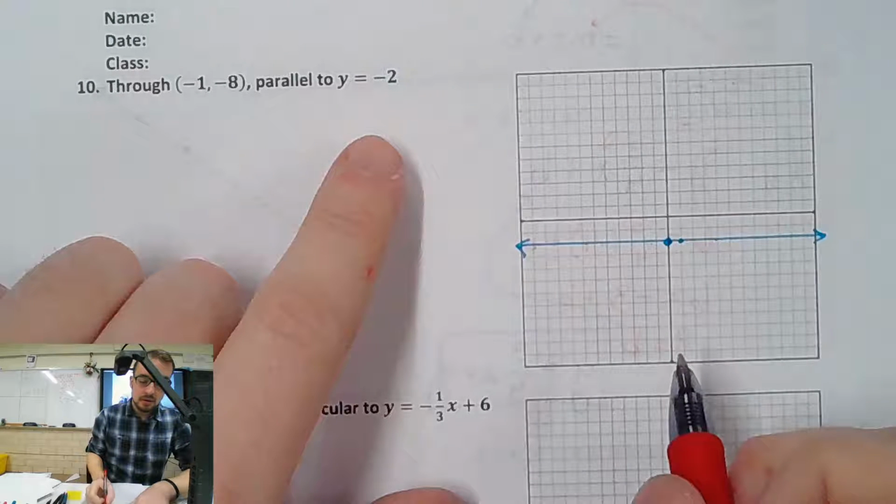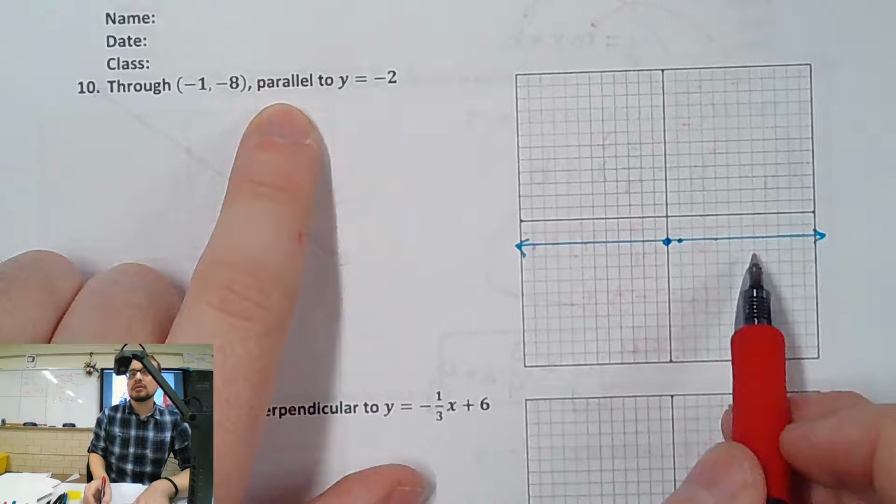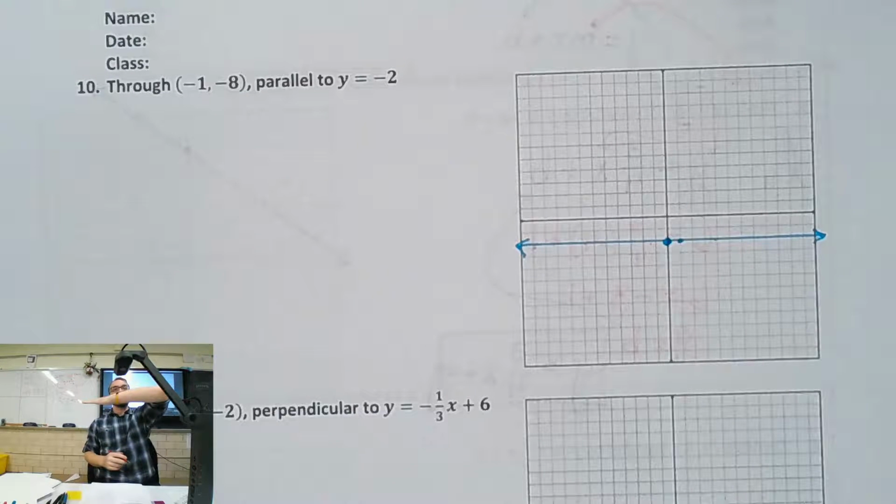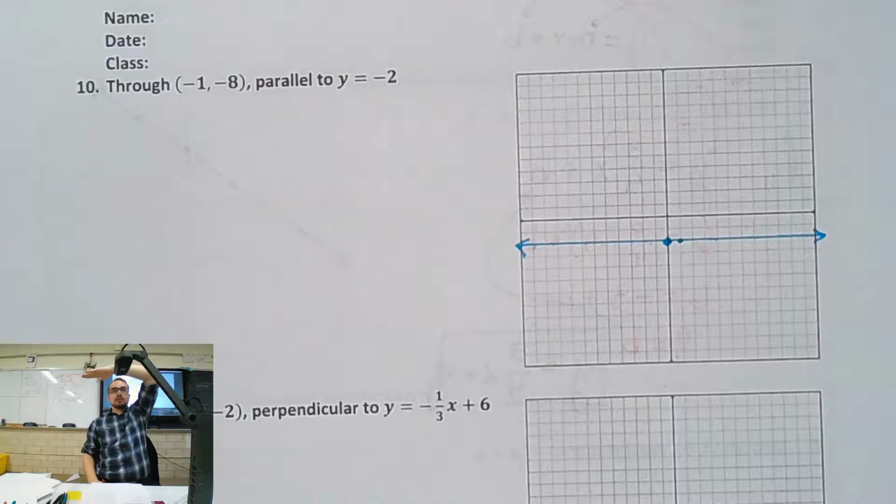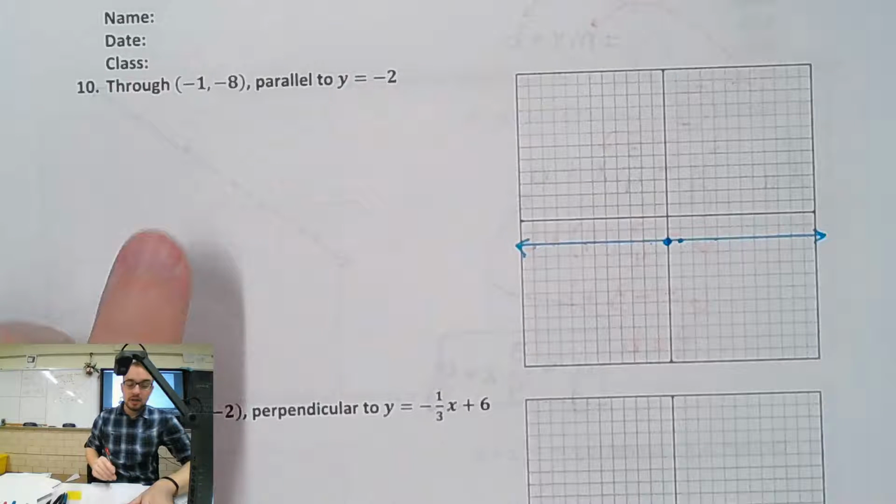So we want a line that's parallel to the blue line. If the blue line's perfectly horizontal, our parallel line better be perfectly horizontal as well, right? We want it to go through -1, -8.